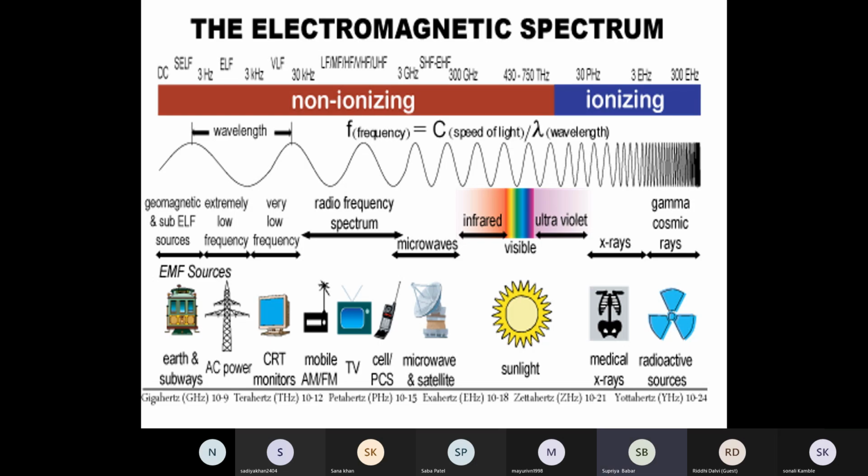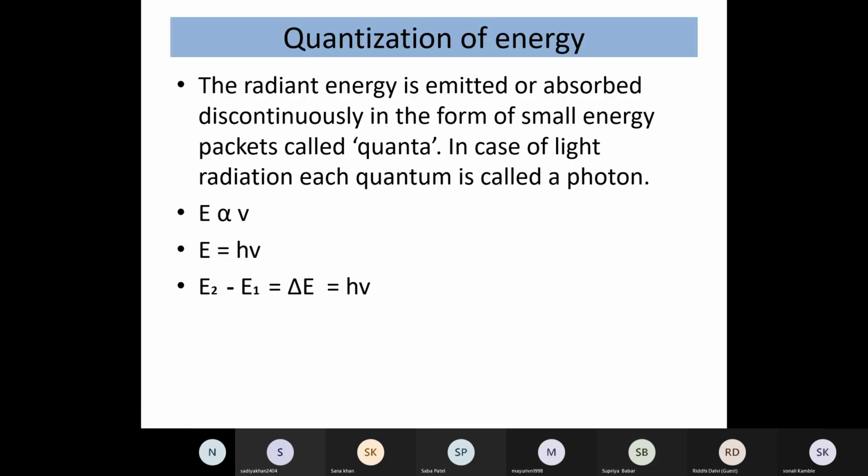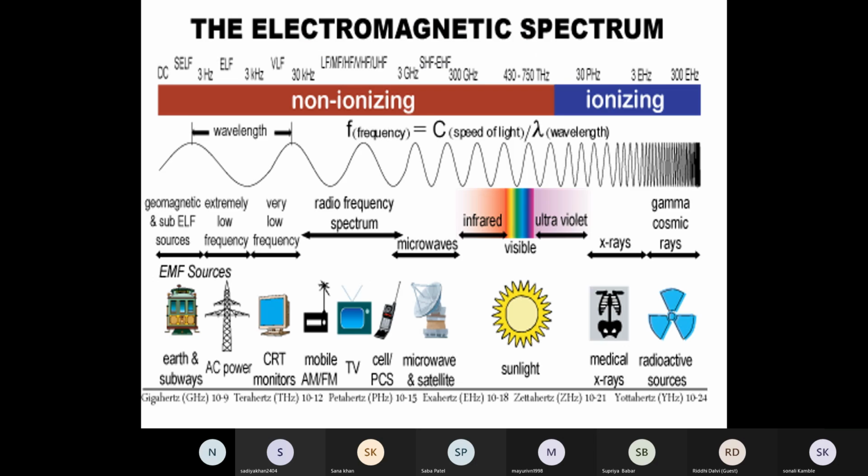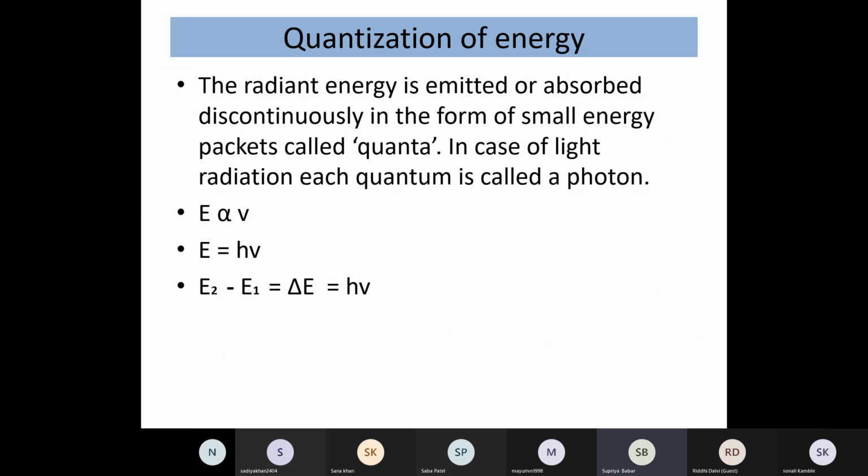Now next, we will see the electromagnetic spectrum. Now see in this, E is equal to h nu, okay? We call it h nu. So, quantization of energy.